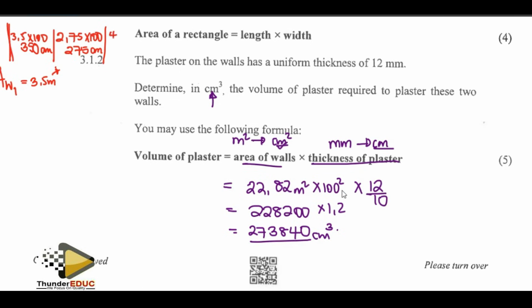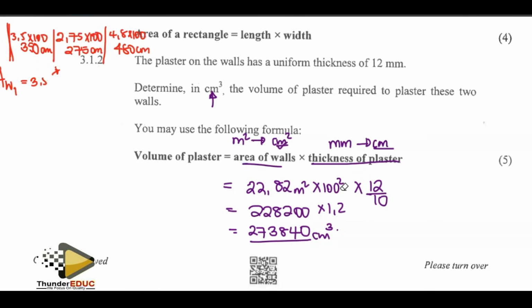The other one is 4.8 times 100. Remember, we are changing from meters to centimeters. You get 480. These are centimeters. Why am I changing to centimeters? Because I want the answer in centimeters cubed.